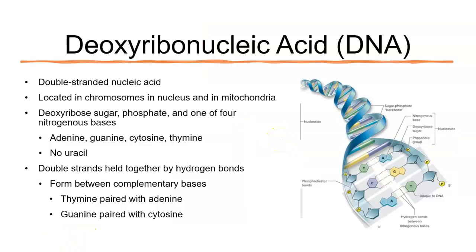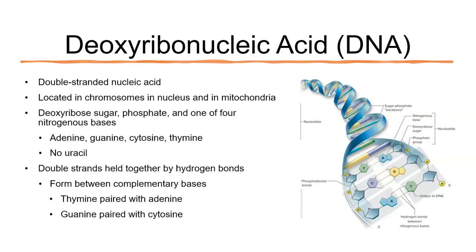DNA is a double-strand nucleic acid that is arranged in a double helix or twisted form. Now, each of the strands has those nucleic acids, the A's, the T's, the C's, and the G's. Your DNA is located in chromosomes that are found in the nucleus of your cells and also within mitochondria. Now you're going to learn much more about these as we continue.